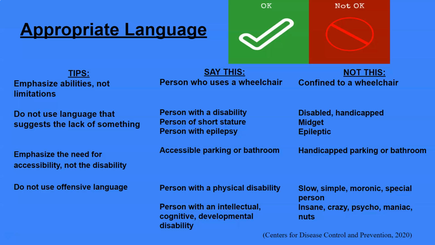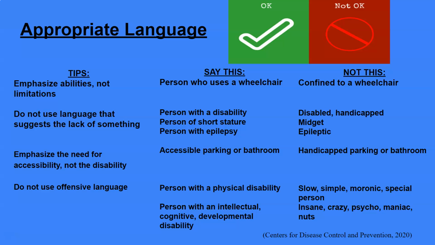How do we use appropriate language? The Center for Disease Control and Prevention had a great chart, which I liked the tips part with it, that it says emphasize abilities, not limitations. So say this, person who uses a wheelchair, and not this, they're confined to a wheelchair. Do not use language that suggests the lack of something, but say this, it's a person with a disability, person of short stature, person with epilepsy. So don't say they're disabled or handicapped or they're a midget or epileptic.